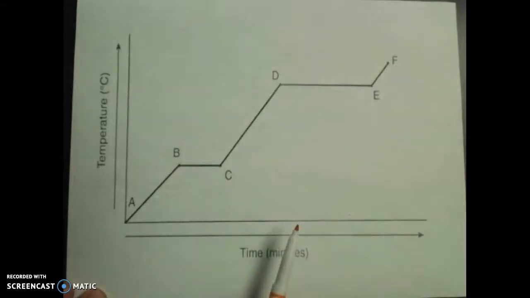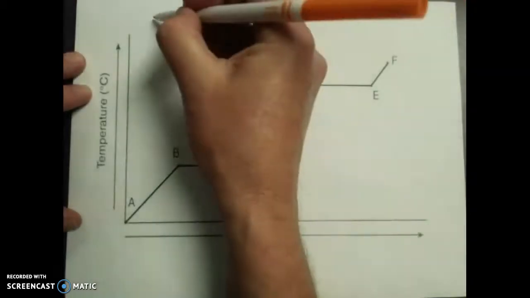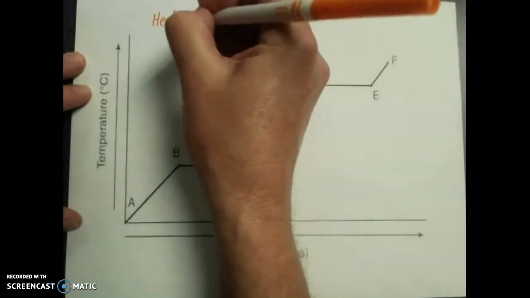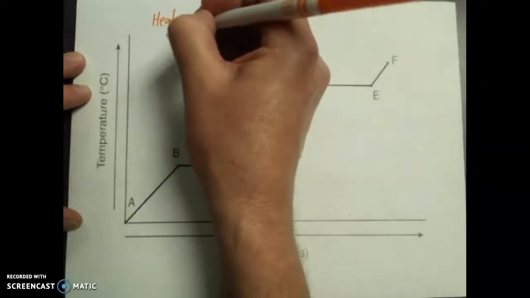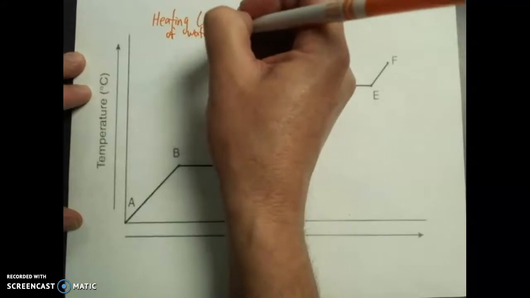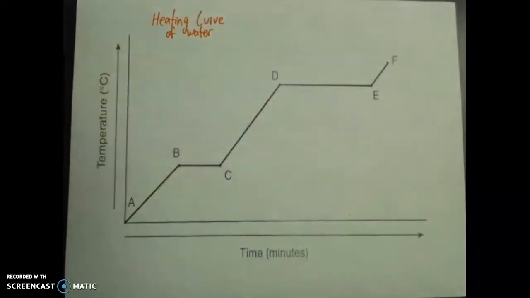So the first thing we're going to do on this heating curve is give it a title. And we're going to call this the heating curve of water. And each particular element, substance, has its own heating curve based upon the boiling points and the freezing points. So the first thing I want to do is talk about the actual phases or the states of matter.